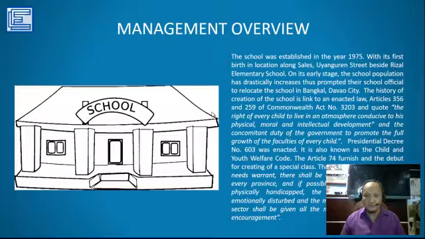Article 74 furnished a basis for creating a special class that states, and I quote, "Where needs warrant, there shall be at least special classes in every province and if possible special schools for physically handicapped, mentally retarded, emotionally disturbed, and mentally gifted. The private sector shall be given all necessary inducement and encouragement."